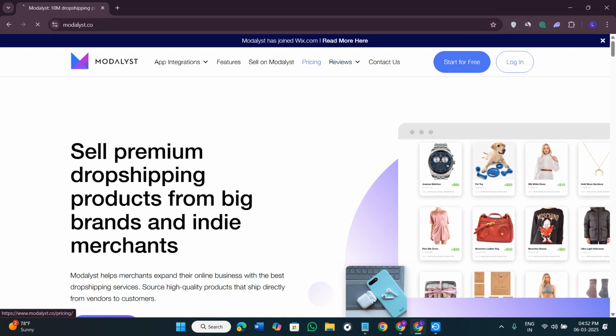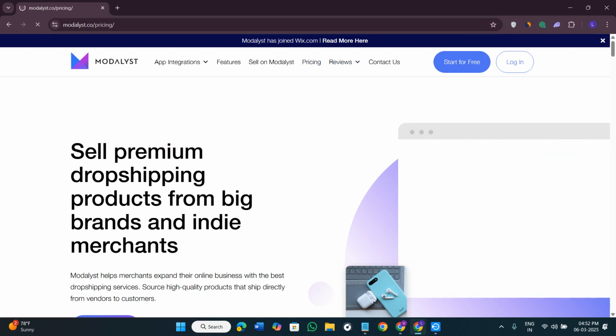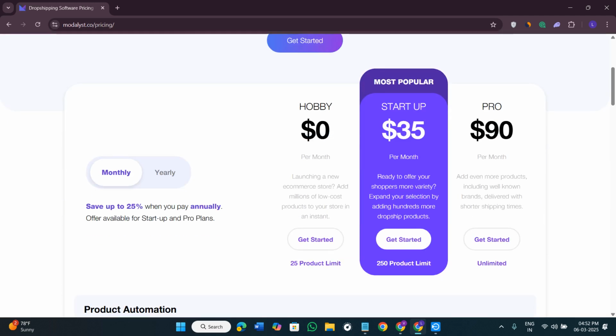Now here, if we go to pricing, you can just take a look at its free plan that is available for most of the users. However, there are some limitations with the free plan. The free version has only a 25 product limit that requires an upgrade.